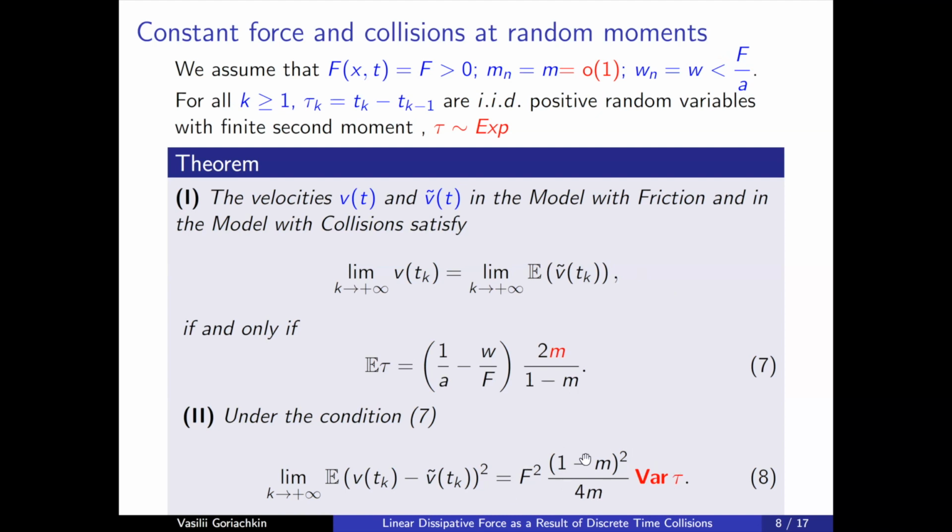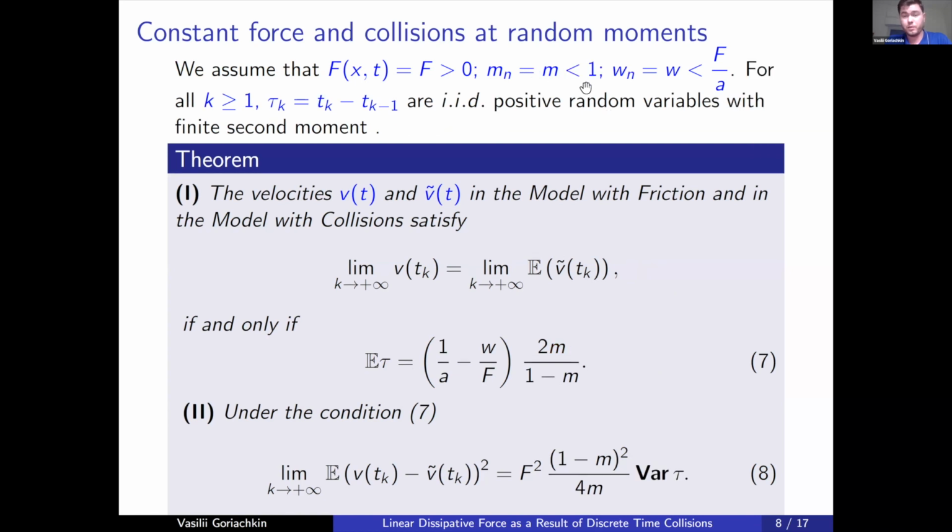And in this case, this one will be of order m, which is small. So this is just an example. But in general, we can take any positive random variables with finite second moment. But why is m small? It is again an example, because in the original, it is just enough to consider m less than 1 to have this property.